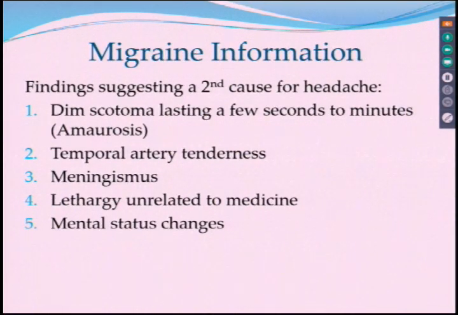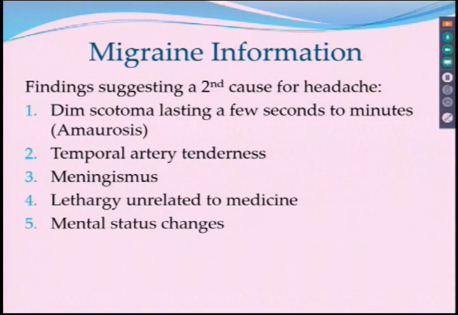So findings to suggest something else is going on, and I mentioned this earlier, is loss of vision in one eye. Can be amaurosis fugax. Typically that's a blood clot or a thrombus that broke loose, went to the retinal artery, plugged it up, and then dissolves. And you're left with no vision in one eye. Temporal arteritis tenderness, particularly in someone who's over the age of 50, could be a sign of temporal arteritis. So jaw claudication, having pain increase with talking or with chewing would be some of the things that you would associate with temporal arteritis. Lethargy that's unrelated to medication.